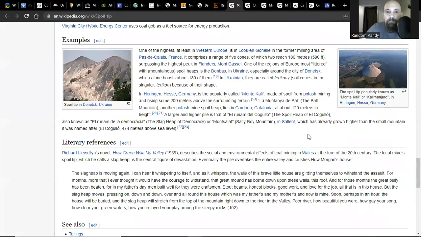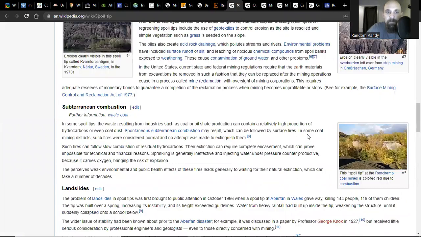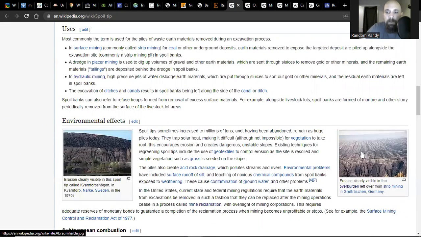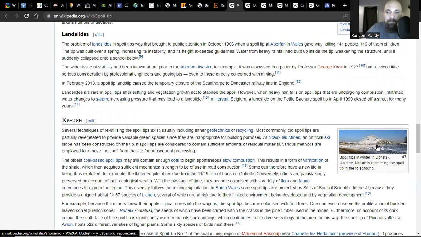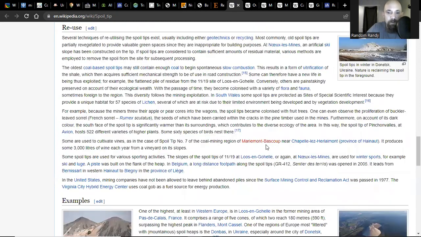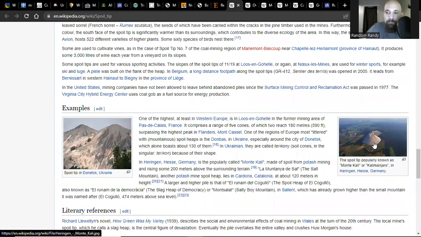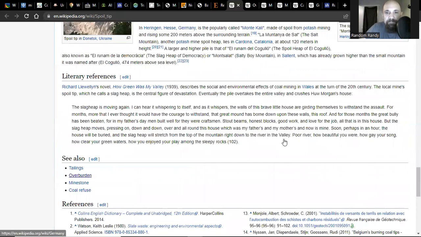Spoil tips. Examples of mine waste, right? We're just going to go through a few here and we will show these pictures here in a little bit. I just want to get through the rough stuff here, the in-depth stuff. Spoil tips in Ukraine. So you can see how large areas were mined out creating. Look at that. Spoil tip known as Mount Kali or Kilimanjaro in Germany. Kind of makes you wonder about Mount Kilimanjaro, right? Interesting stuff. So that's one.